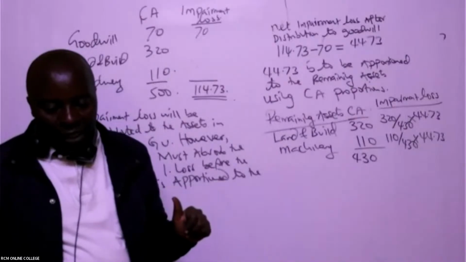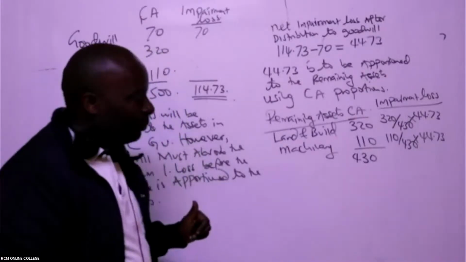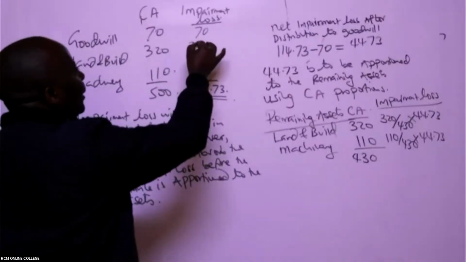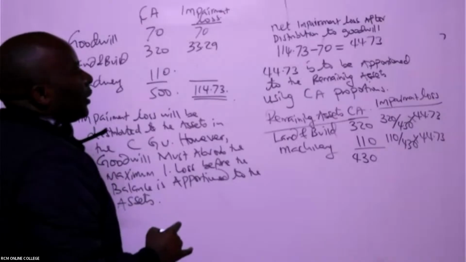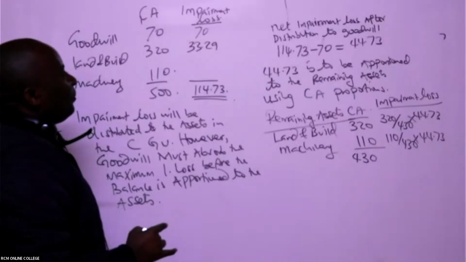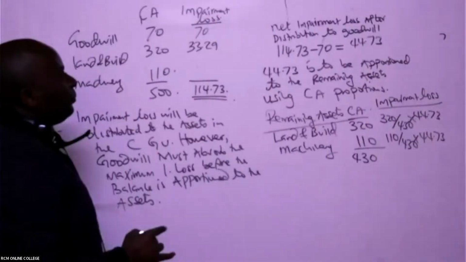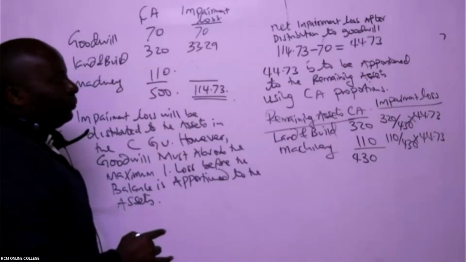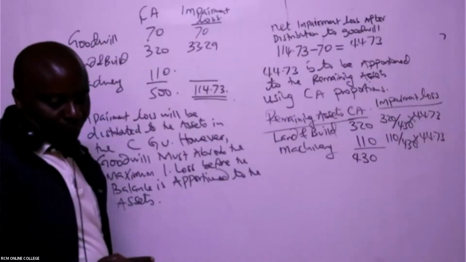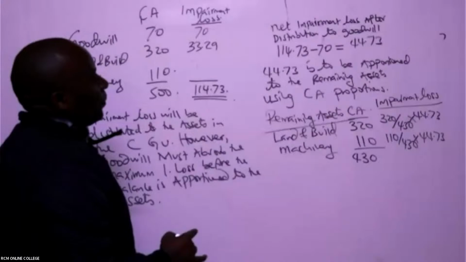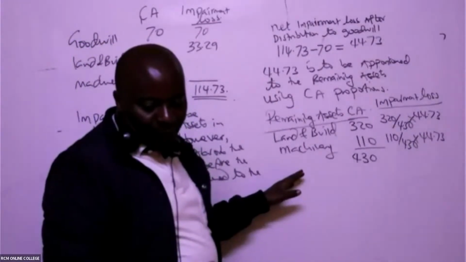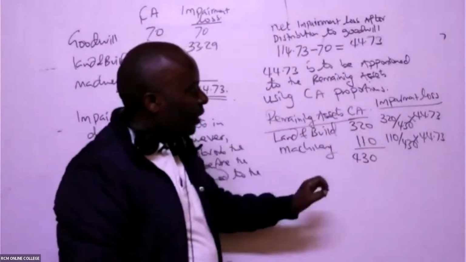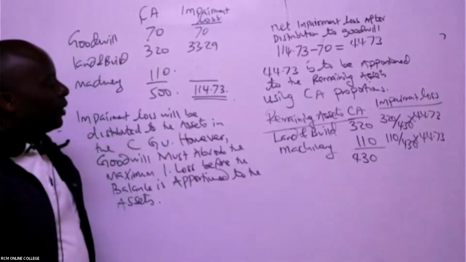So I have from that, the first one is supposed to be 33.29. All right. How about machinery? What do we have here for machinery? Machinery will be this times that. What figure do we have, ladies and gentlemen, for machinery?